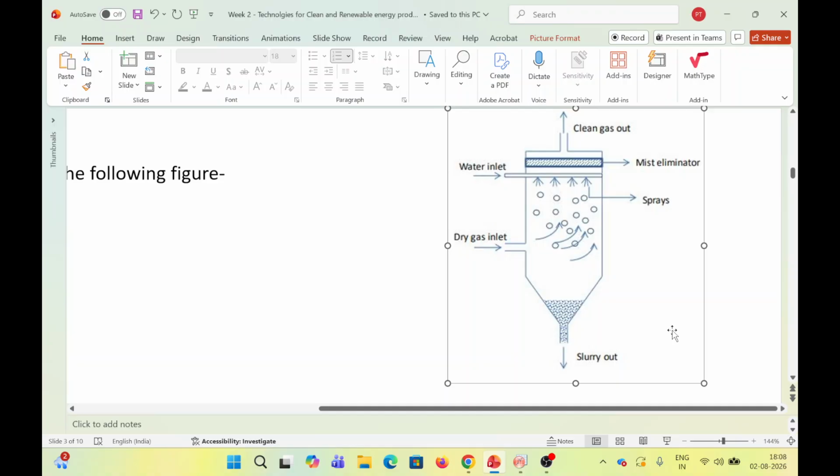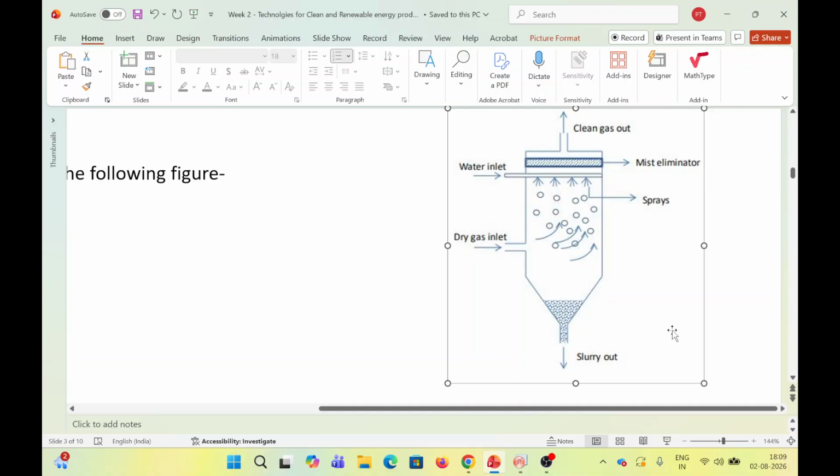And then you have a mist eliminator. When the dry gas comes in contact with the water droplets, other than the removal of the particulate matter, there may also be a chance that these gases obtain moisture. So in order to eliminate that mist, you have a mist eliminator, and then the clean gas is ejected from the top, whereas the slurry is taken down from the bottom. So that is basically the working of the spray scrubber.